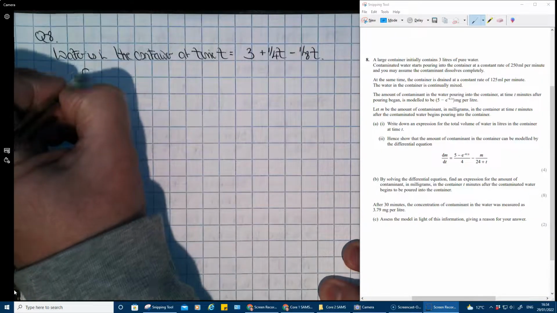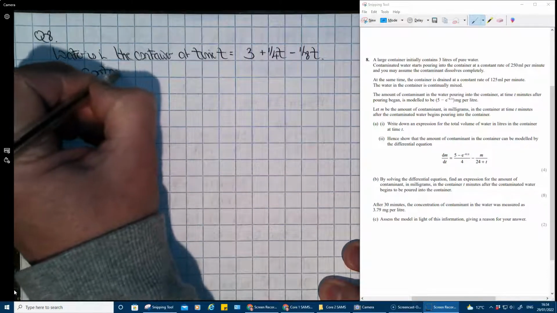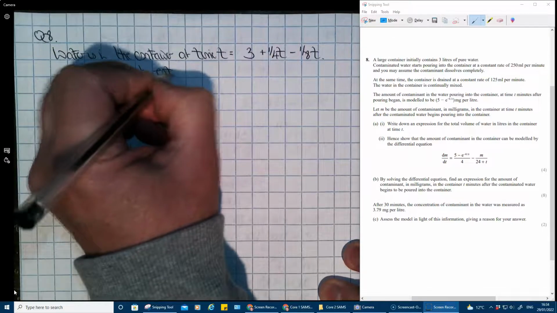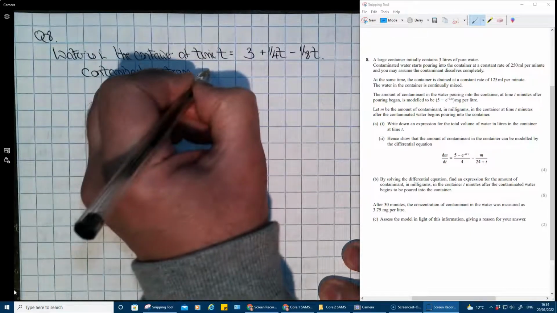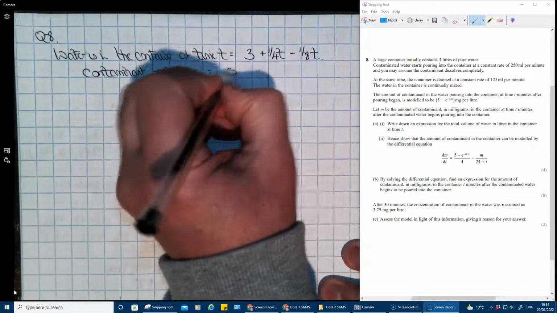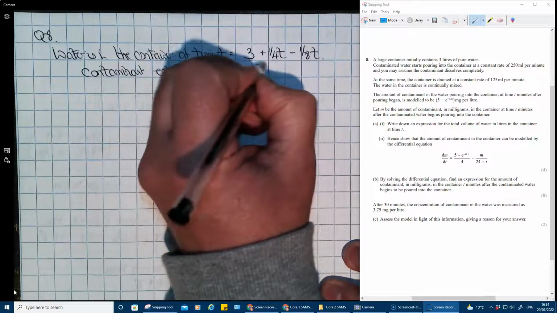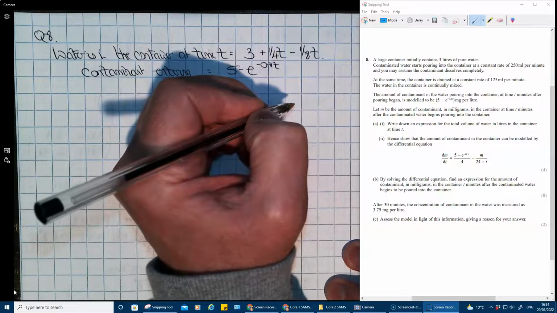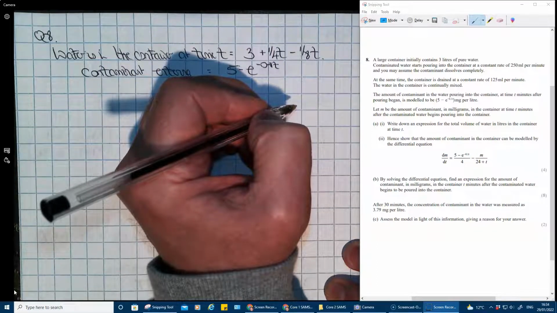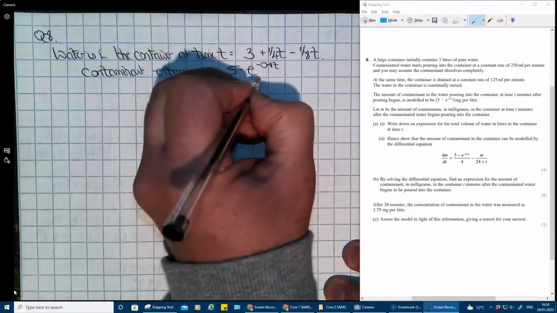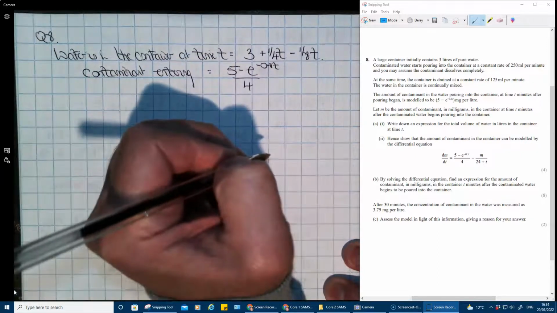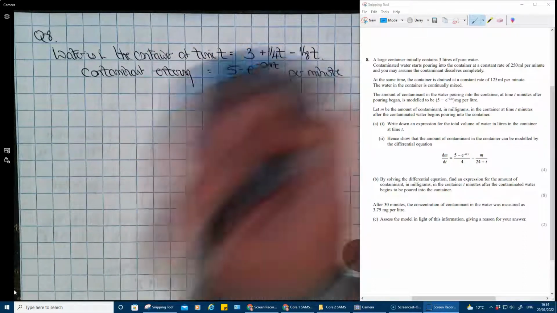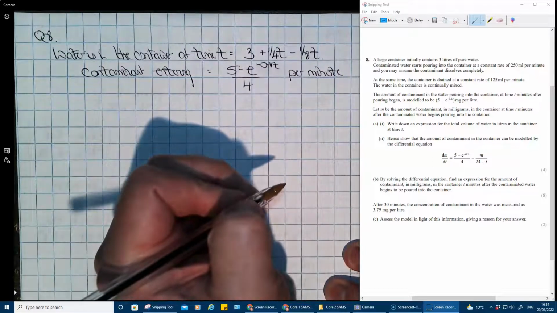If we look at the contaminant entering, we're told this is 5 minus e to the minus 0.1 t milligrams per litre, and there's 1/4 of a litre entering every minute, so this over 4 is the amount per minute. It's just 1/4 of a litre, that's per litre, so it's 1/4 of a litre.